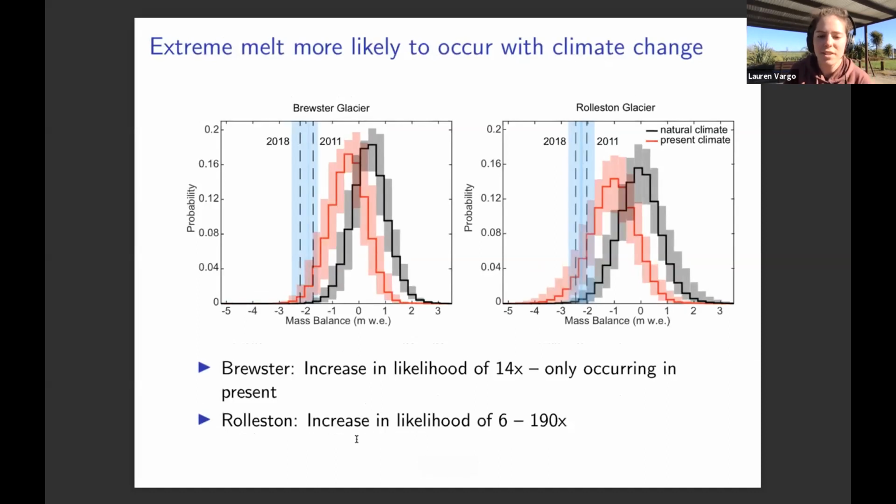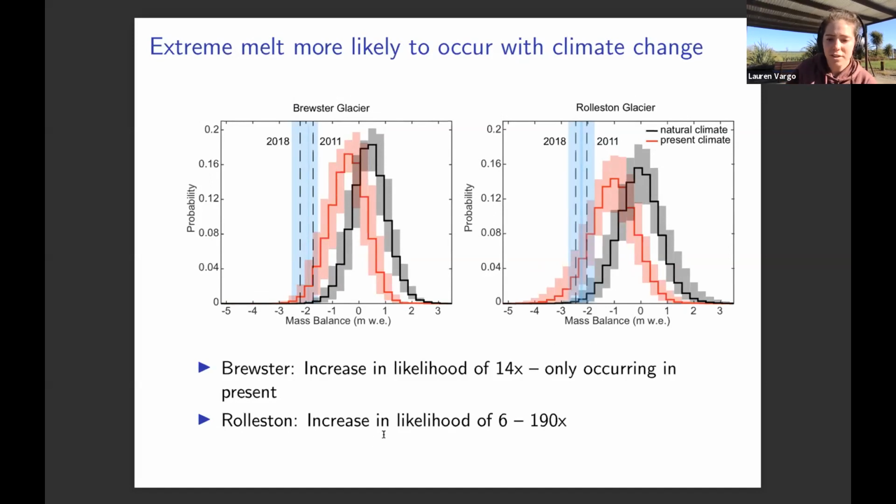So these are the same plots that I just showed, but now instead of looking at probabilities, we can calculate the increase in likelihood of this extreme mass loss occurring with climate change. So for Brewster Glacier, we see that there's an increase in likelihood of this extreme mass loss occurring because of climate change of at least 14 times. And in some simulations, it only occurred in the present climate, and that extreme measured mass loss didn't occur at all in the natural climate.